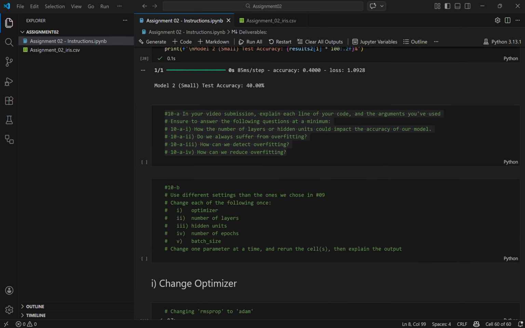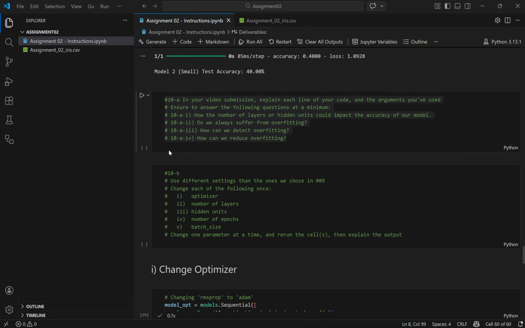Question 10a1 asks how the number of layers or hidden units could impact the accuracy of the model. So the answer is the number of layers and hidden units determine the model's capacity. Increasing them allows for more complex pattern recognition but increases the risk of overfitting. Question 10a2, we don't always suffer from overfitting. If the model is too simple, we suffer from underfitting instead.